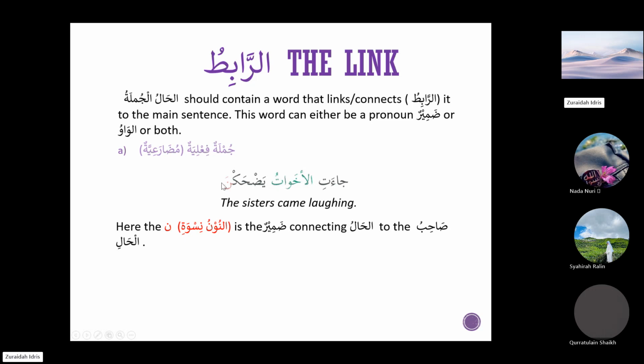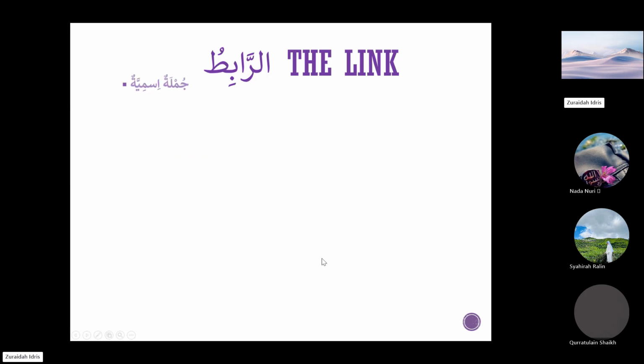Yadhakna. This is because it's a jumlah, so that's why we need the connection. If it was not a jumlah, we wouldn't need the connection because it's one word. But this is an actual sentence. Now, when it's jumlah ismiyah, we have different cases. So your hal is a jumlah ismiyah. And remember we said for jumlah ismiyah, we need a waw haliyah. There it is.